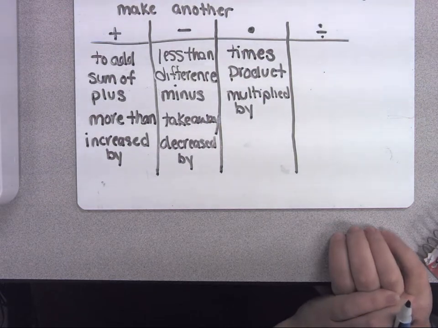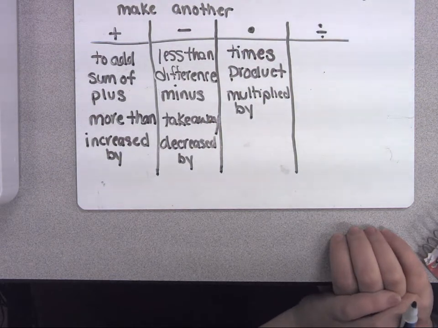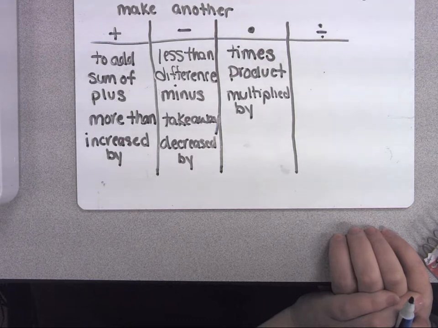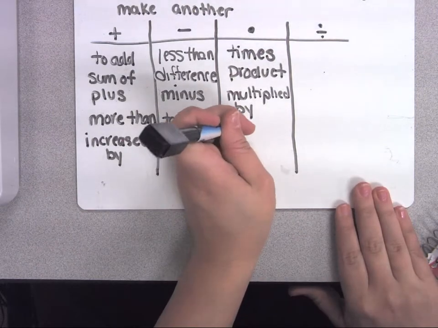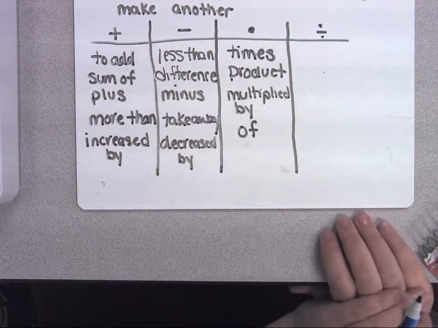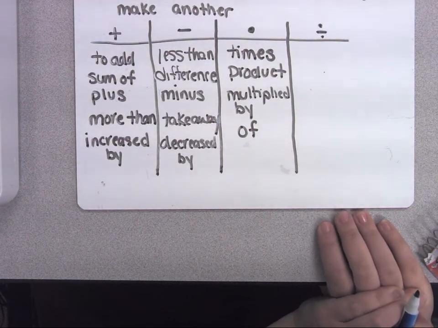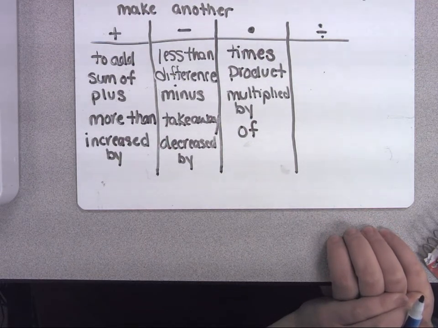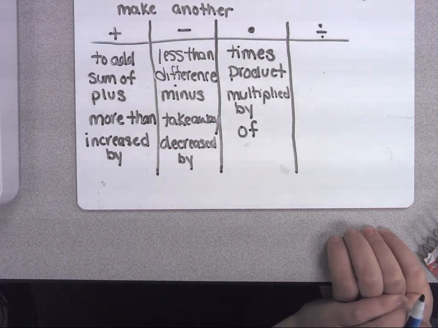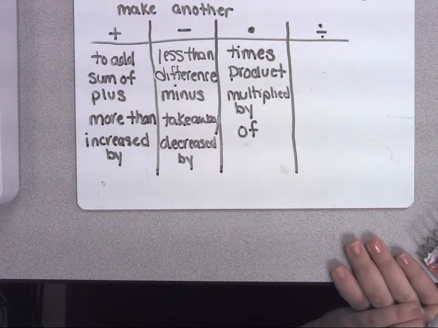Anything else? There's a really weird one that you wouldn't think would be multiplication. It is the word "of." That one can be used. That one's the tricky one.